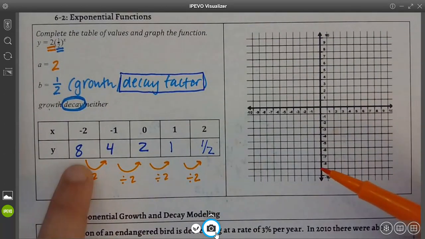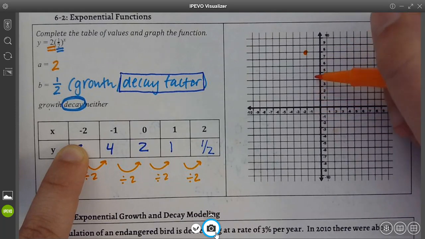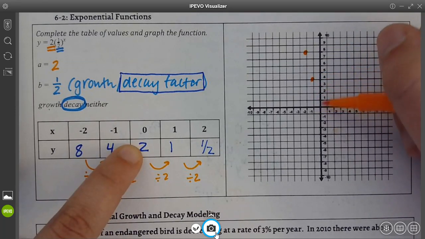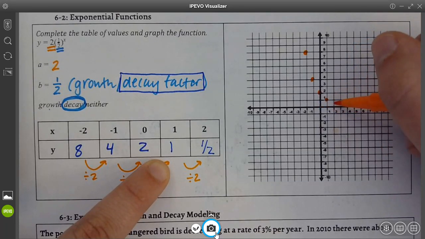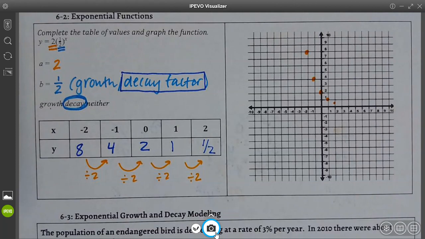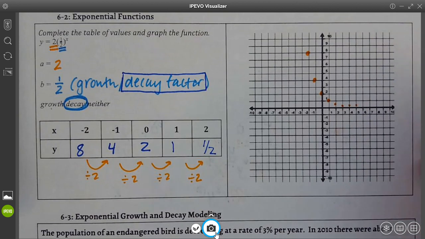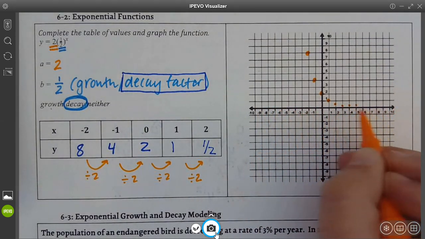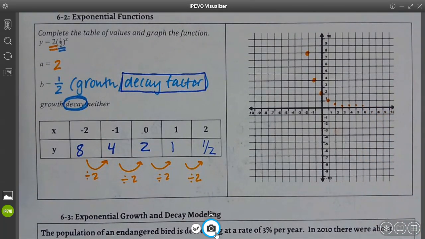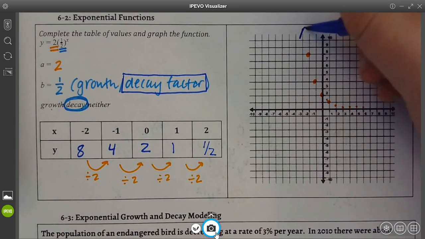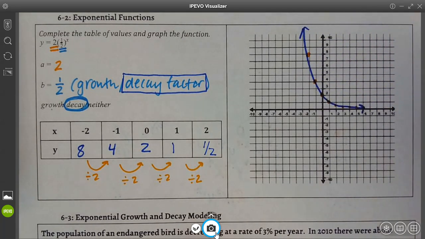And I'm just going to plot these points. -2 up 8, -1 up 4, over 0 up 2, my y-intercept, over 1 up 1, over 2 1/2. One of the characteristics of an exponential function is that it's going to get smaller and smaller and smaller here, but it's never going to cross the x-axis. So we can't draw this very well, but if we graphed it on Desmos, we could see this side's going to go up forever, but this side's going to go down, and it's never going to cross the x-axis.